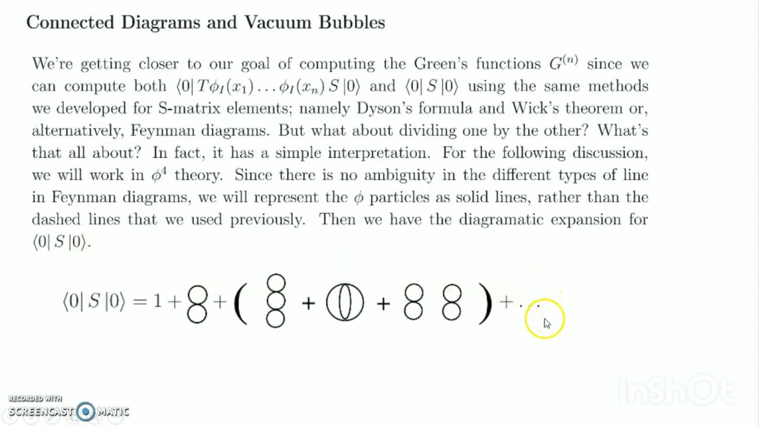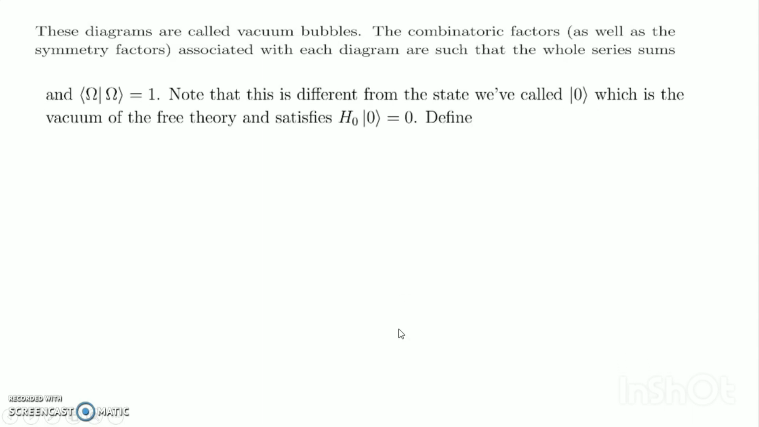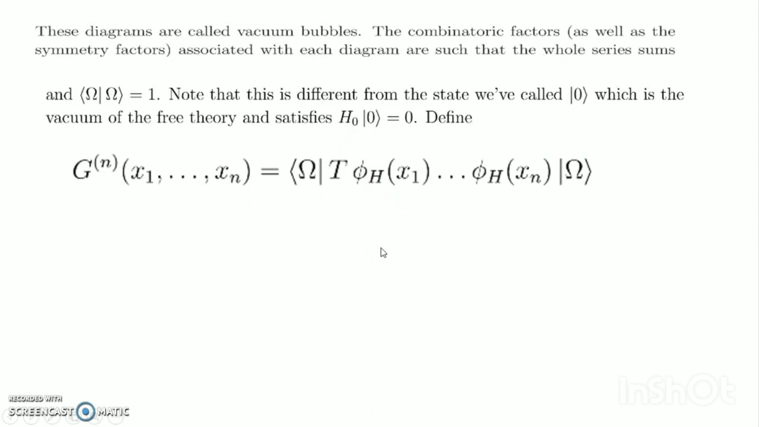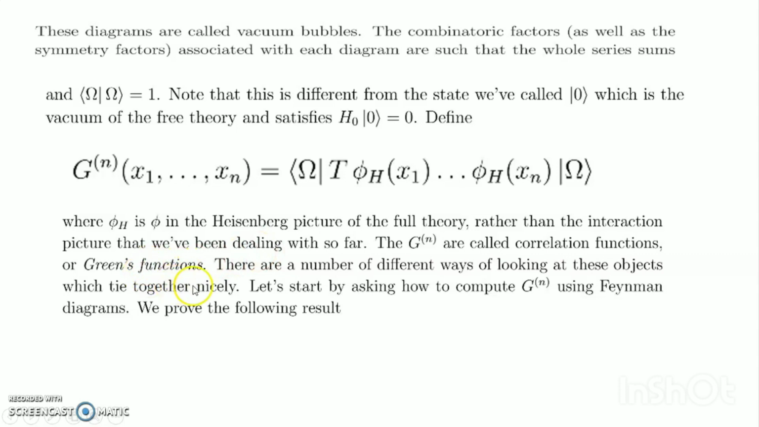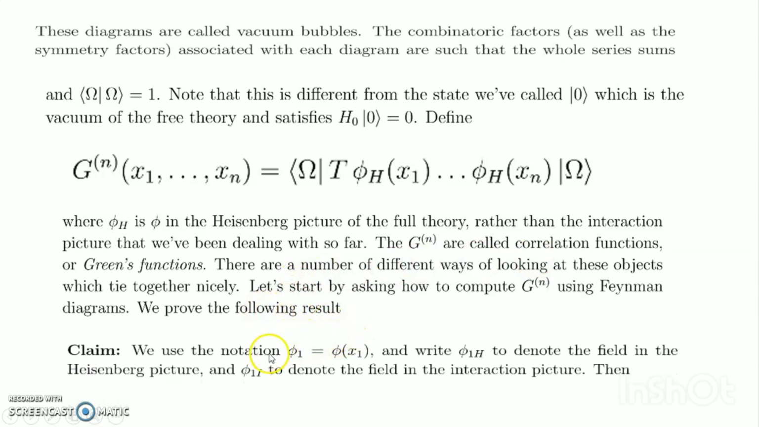So this is the diagrammatic expansion. These diagrams are called vacuum bubbles. The combinatoric factors associated with each diagram are such that the whole series sums to <Ω|Ω> equals 1, and we get these equations. This is our Green function, and the Green function G_n is the correct correlation function. We will prove the following results. Okay, we don't need to prove it, and we claim in the Heisenberg picture, phi.